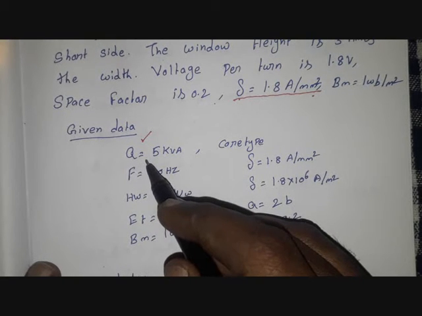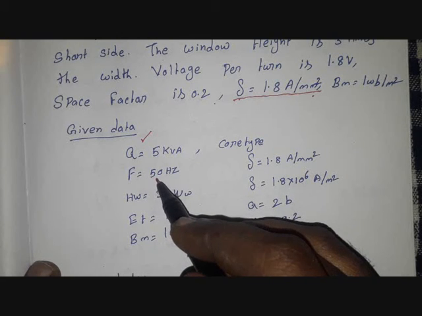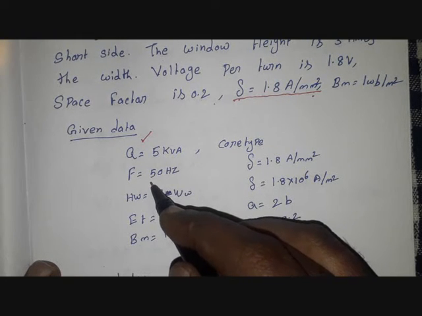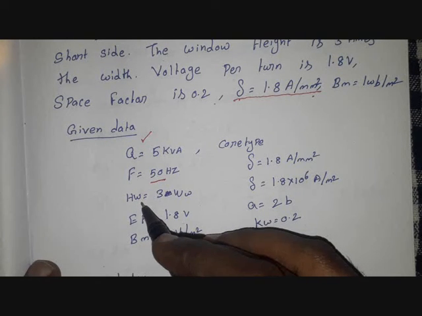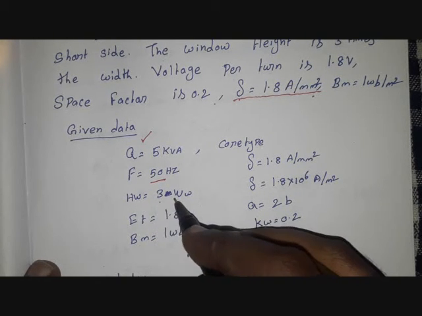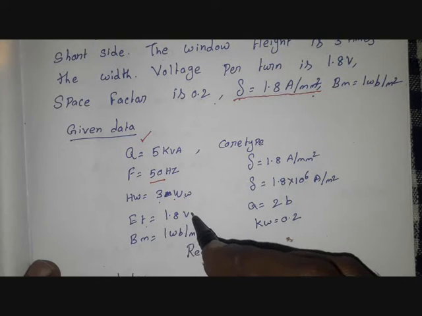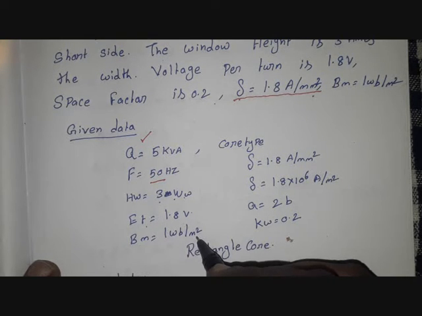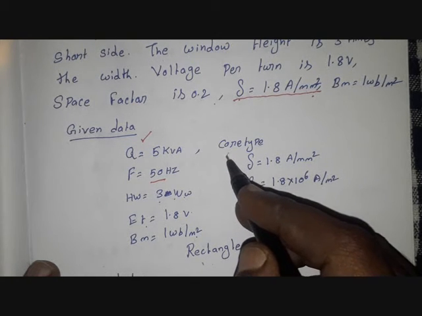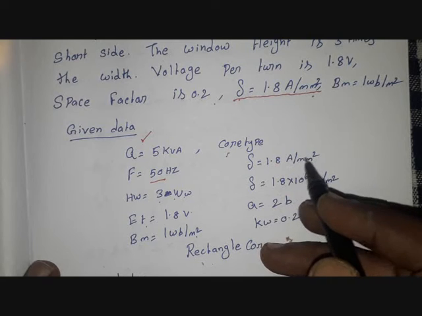Q, that is given in the question, 5 kVA. Frequency 50 Hz, because you must notice that in some cases it may be 60 Hz. Height of the window is 3 times the width of the window. Then Et, the voltage per turn, is equal to 1.8 volt. Bm is equal to 1 Weber per meter square. It is a core type transformer. Delta is equal to 1.8 ampere per millimeter square.